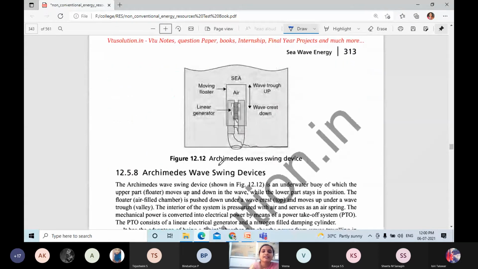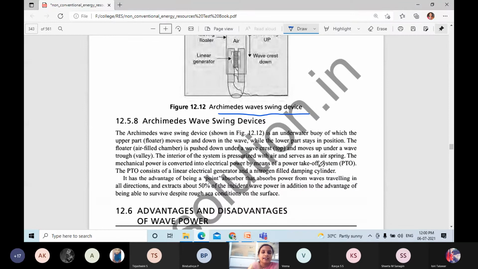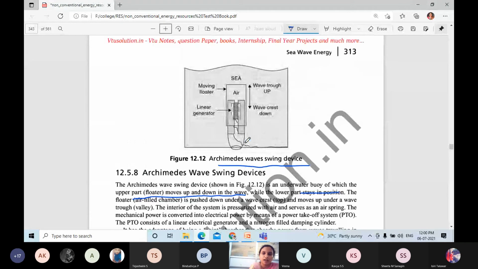This is the Archimedes Wave Swing device. The Archimedes Wave Swing is an underwater buoy of which the upper part moves up and down in the wave, moving up at a wave trough and down at a wave crest. Here, the moving floater and linear generator. While the lower part stays in position, the floater, which is nothing but an air-filled chamber, is pushed down under a wave crest.